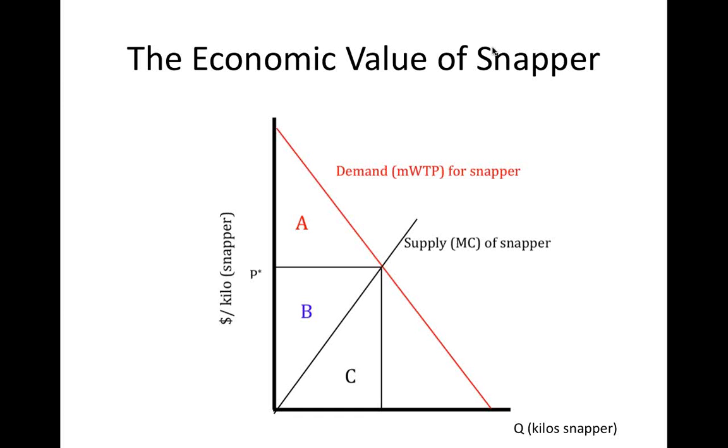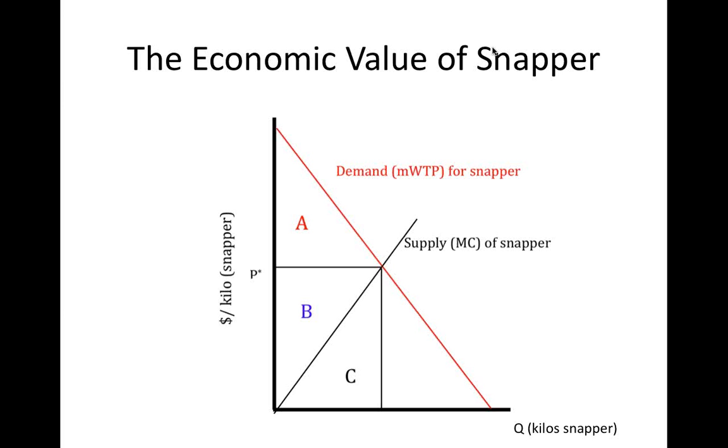Now, P is not the value, even though it's something that we focus on a lot in economics. We're interested in what the price is for ecosystem services that are sold in the market. But it's the area under that red line that represents the total willingness to pay for that particular ecosystem service, snapper. And then the area under the supply curve, up to that point where we supply snapper in the market, represents how much it costs.